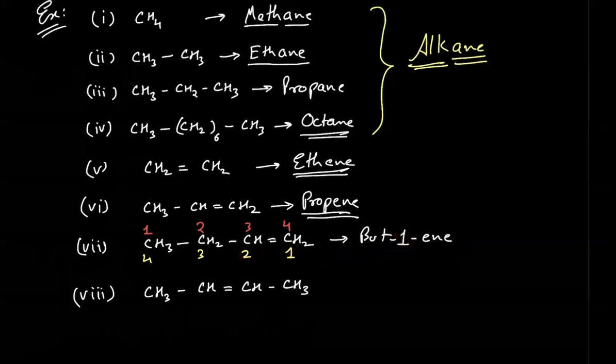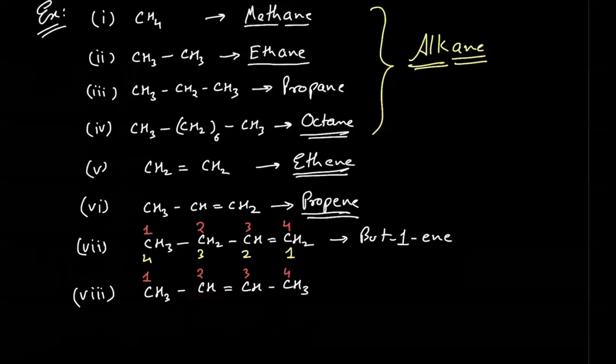So when you number the chain, you number it in such a way that the double bond gets the lowest possible number. So the lowest possible number can be 1. You always start from the ends of the chain. You can't start from the middle. So you get the name as but-1-ene. Let's do this case in a different example. Here in this second case, it does not matter how you number it. Let's see. If you number it from the top, you get 1, 2, 3, 4. The double bonded carbon is at 2.